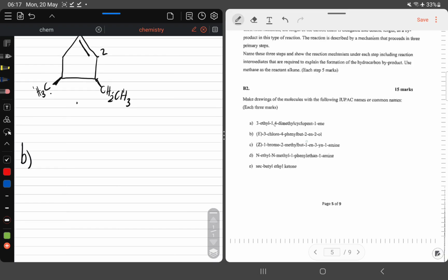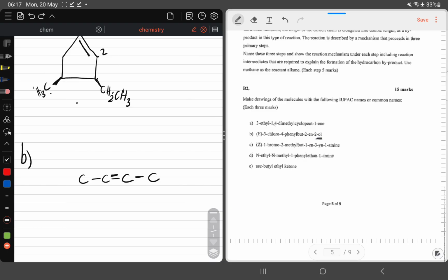We have buteno. Okay, so but is 4. So we have 1, 2, 3, 4. And it's position 2 here. So it's between 2 and 3. Like I said, you can't have it between 1 and 2. It would have been but 1 because it always takes the smallest number. So it'll be but 2.